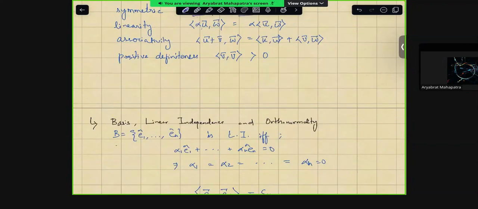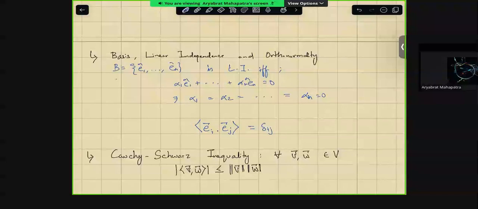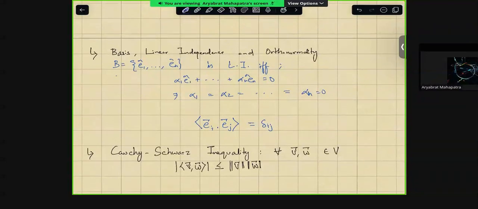Then we talked about what bases are. In basis, we used to discuss every vector space using the idea of a basis, which means that the basis of your vector space defines the dimension of your vector space, and from that dimension you are able to construct a vector space using this basis.